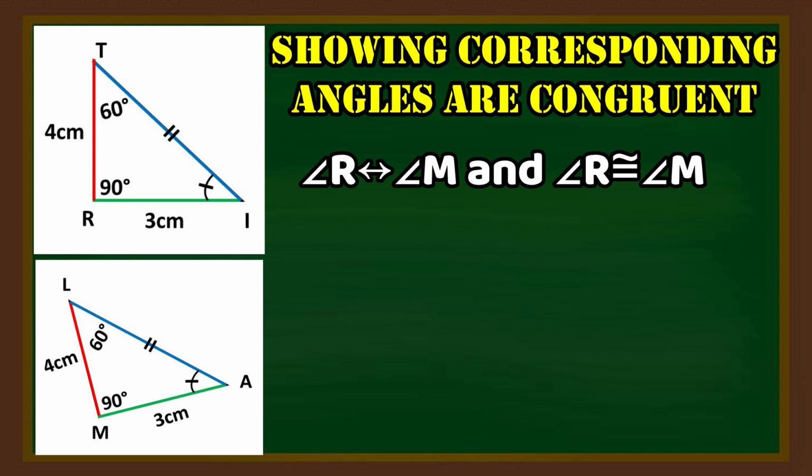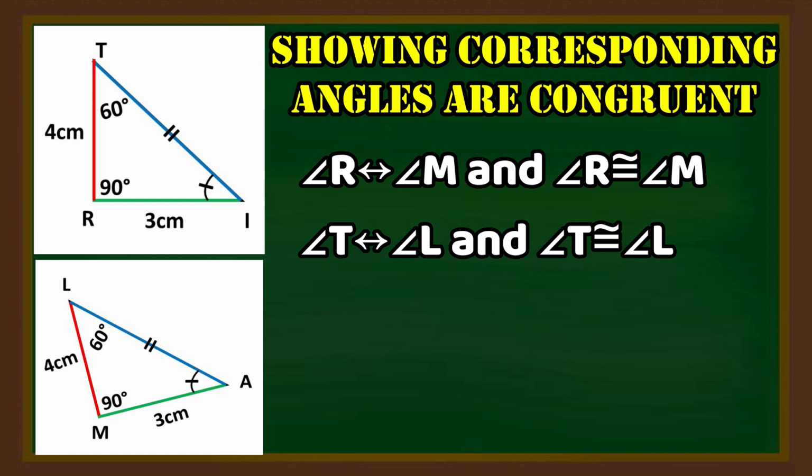Now let's move on with angles which both measure 60 degrees. We will apply the same principles as the previous one, since angle T and angle L also have the same measures. So angle T corresponds with angle L. And we can also say that angle T is congruent to angle L, or they have the same measure.